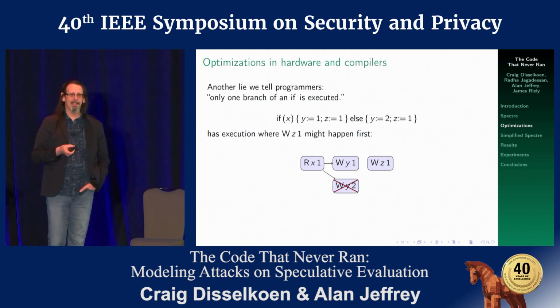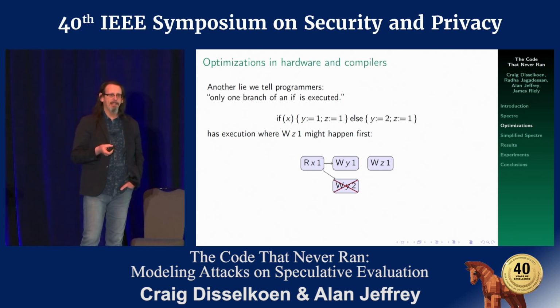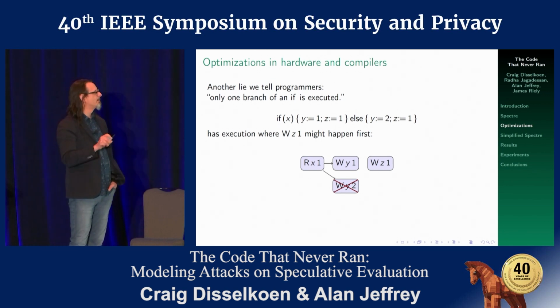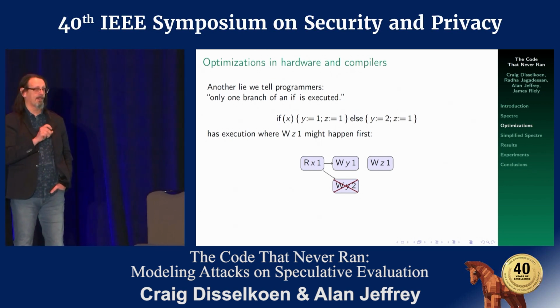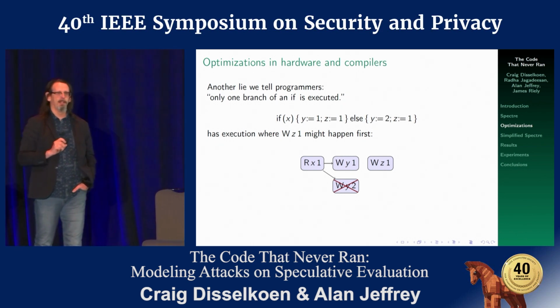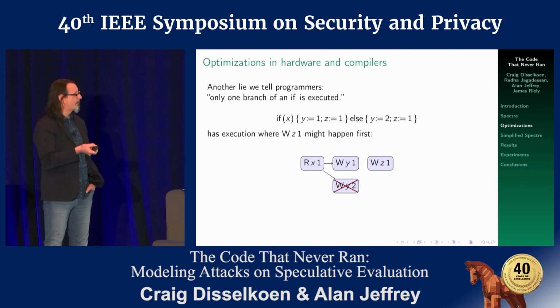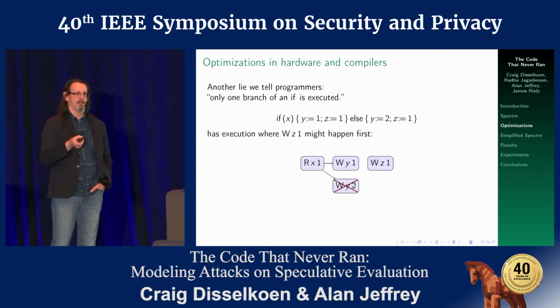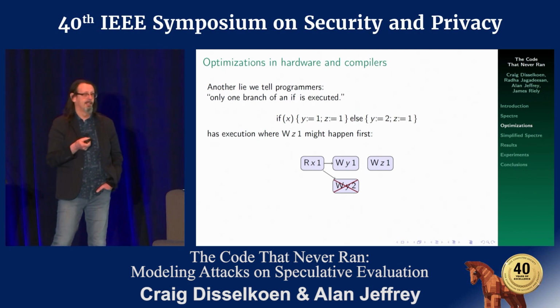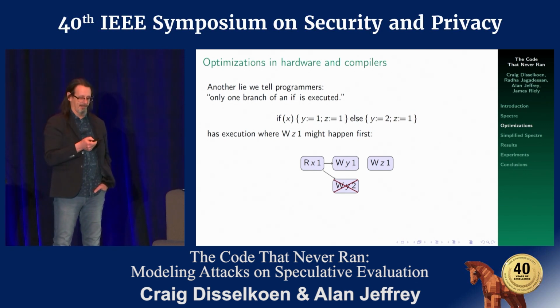But compilers get in the way even more. Most hardware will not do this, but your average compiler will, and will spot the fact that that write of z to 1 is happening on both branches. And so it'll move it outside the if statement. And at that point, it's now floating, and there's no control dependency from reading x to 1 to writing z.